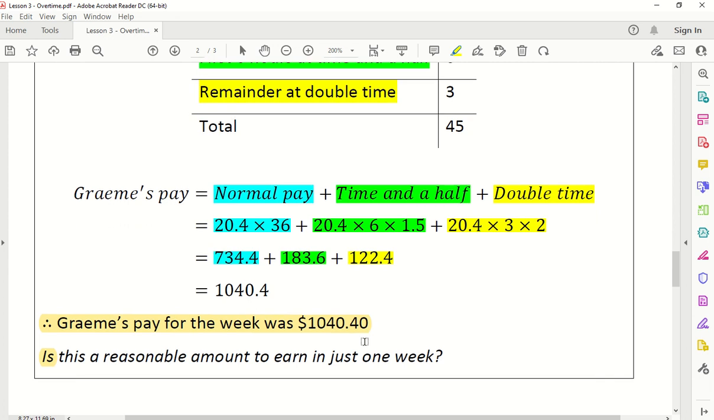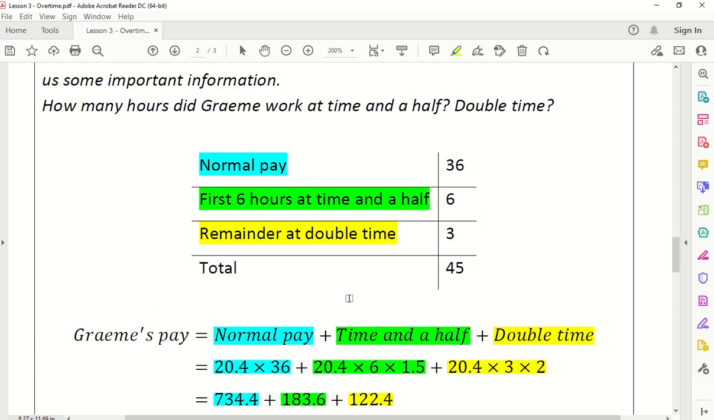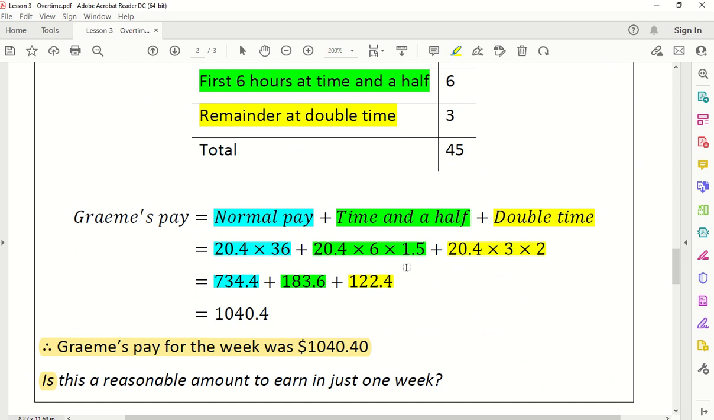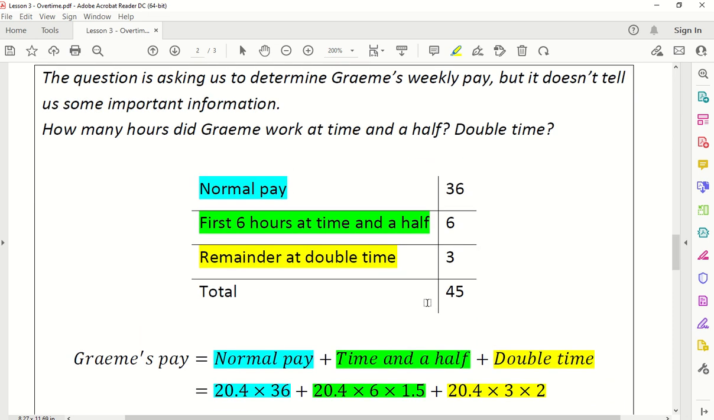Worded statement: Graham's pay for the week was $1,040.40. Is this reasonable? Again, always think, does this answer make sense? Students, I know I'm harping on about this, but I have had students say things like people are earning $1,000 in just one day, or people earn $50 million in 1 year, because these students have rushed through their test and not considered their answers. They haven't stopped and thought, is this reasonable? So, is it reasonable to earn $1,000 in a week? Yeah, that is reasonable. I would love to earn that much. But for a typical car assembly worker, $1,000 is reasonable for the week, especially if he's working extra hours.